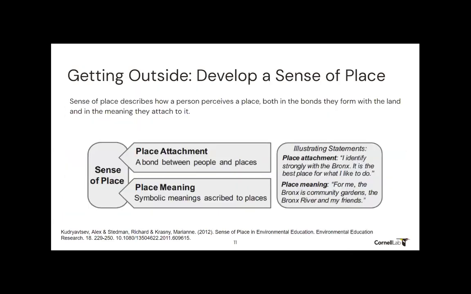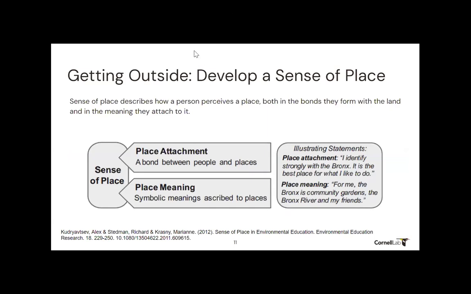So I wanted to talk a little bit about the concept of a sense of place, because I think nature journaling is particularly suited to building a sense of place. So, sense of place is a concept that you'll see across a lot of different fields of study, from geography to environmental psychology. And basically, its idea is that a sense of place describes how a person perceives a place, so how they relate to a place.